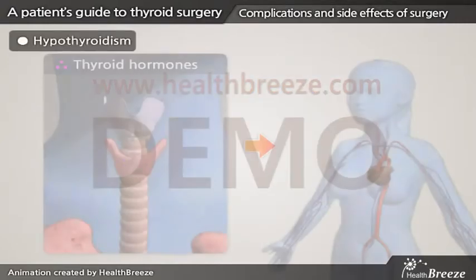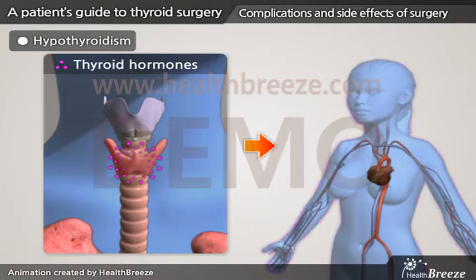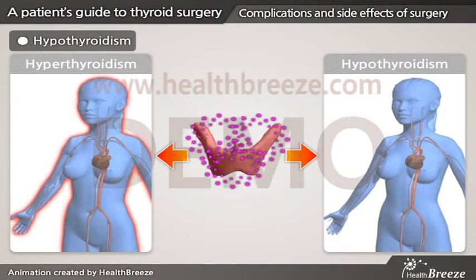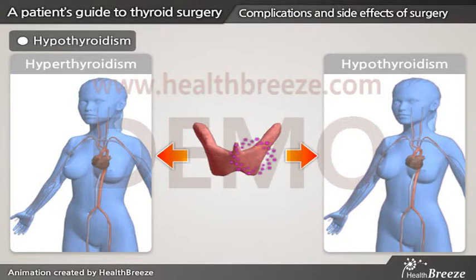Hypothyroidism. Thyroid hormones stimulate metabolism in your body. Thus, an elevated thyroid hormone level causes symptoms of hyperthyroidism, while a diminished level causes symptoms of hypothyroidism.